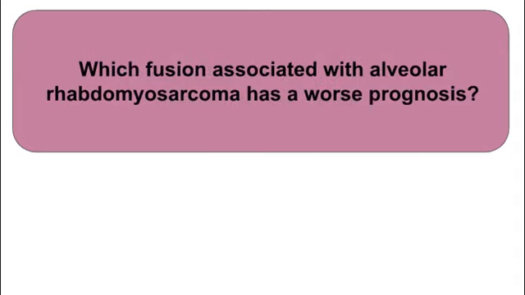Which fusion associated with alveolar rhabdomyosarcoma has a worse prognosis? The fusion between PAX3 and FOXO1 has a worse prognosis in alveolar rhabdomyosarcoma.